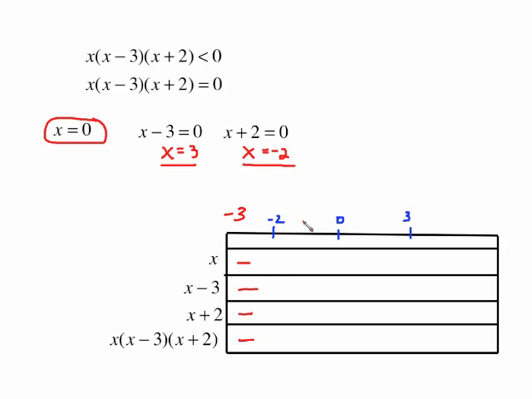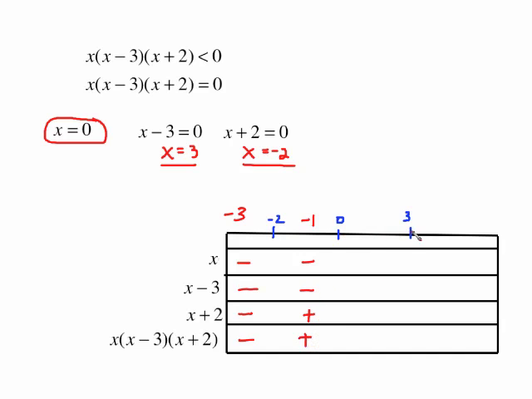-2 to 0, a number between there would be -1. Put -1 in for x, and that's negative. -1 here, -1 minus 3 is -4. -1 plus 2 is a +1. The product of a negative times a positive is a positive.